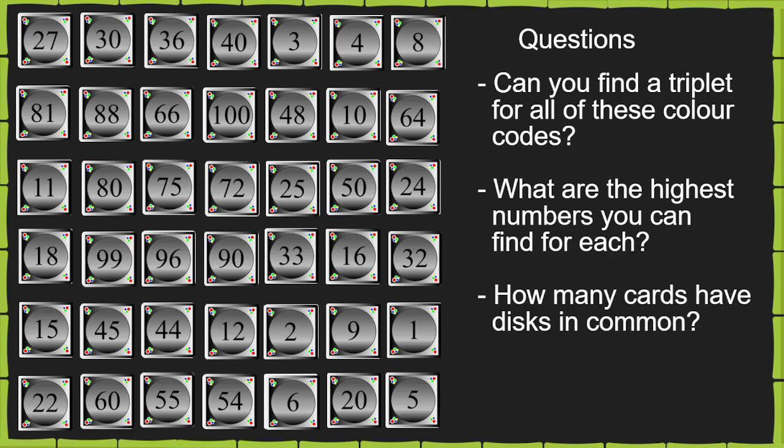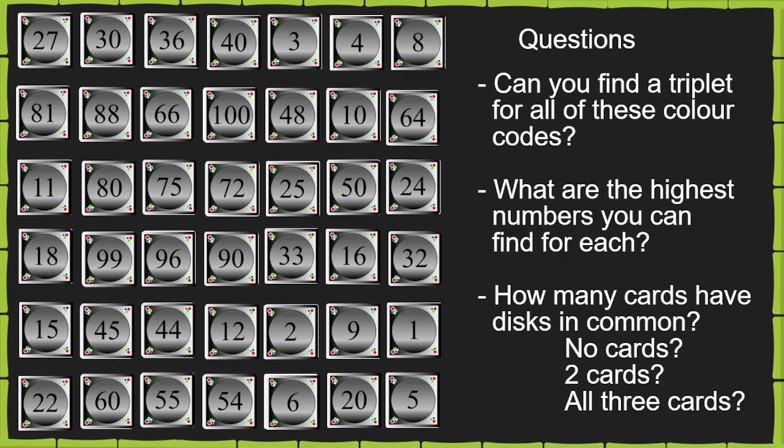And then how many discs are there in common for all of the cards in the triplet? Maybe no cards have any discs in common. Maybe 2 cards have discs in common and the third one doesn't. And maybe all 3 cards have some discs in common. Those are some of the things we can look for and see what examples we can find, and maybe there's one of those that we can't find any examples of. So that's the idea behind this activity.